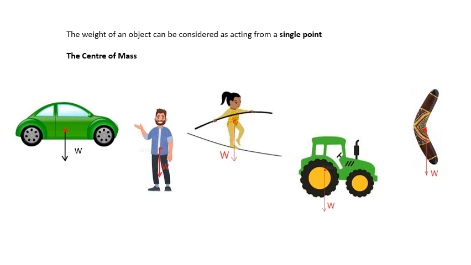You know, this car, there's lots of different bits of the car, and each bit of the car has its own weight. But we're not going to draw 1,000 different arrows coming down from the car. We're just going to draw one arrow, and that's for the whole thing, and that's coming from the center of mass of the car.